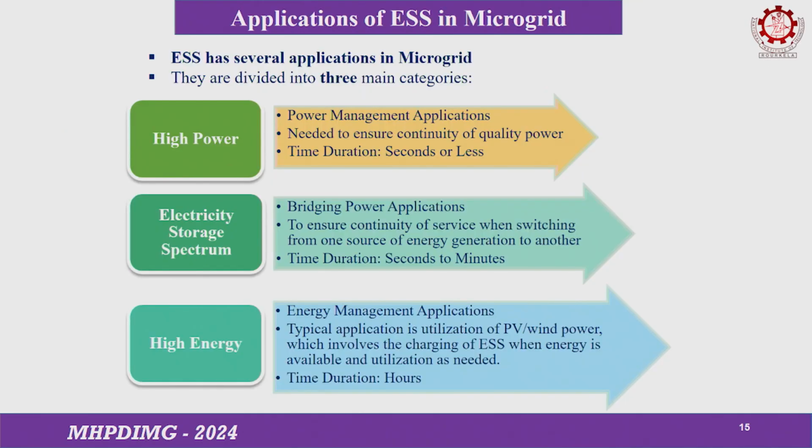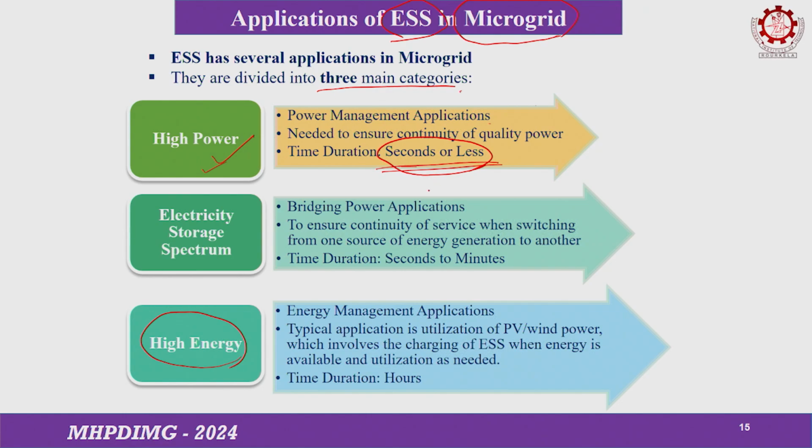Now, when I am talking about the microgrid and the use of energy storage system, it is based on whether it is for high power requirement, or for high energy requirement, that is high energy density applications. It is divided into three main categories. For high power applications, it is mainly used for power management, and the time for which you need the storage is a second or less than that, a very small fraction of a second.